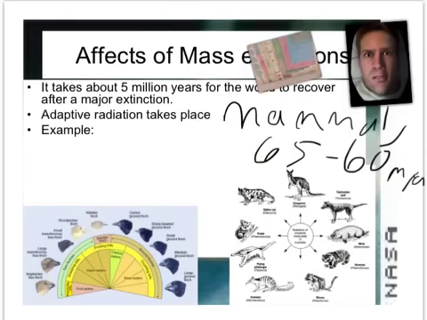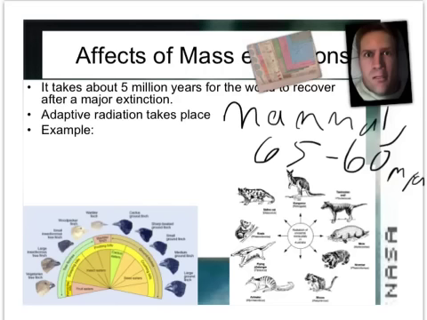Other examples of adaptive radiation that I have on the sheet: from one original marsupial comes all of the marsupials that we know today. One lineage, several species, classic adaptive radiation. The other one on the bottom there can happen on islands. Adaptive radiation is very common on islands, just like the Galapagos. One lineage, huge diversity of life. So it's not just mass extinctions.